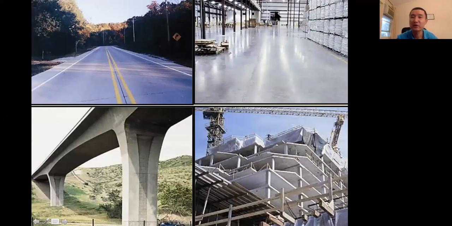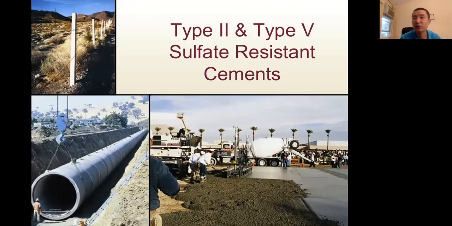So here shows the typical application for type 1 cement. We can use it for almost all types of applications such as Portland cement pavement, slab on grade, reinforced concrete bridge, and reinforced concrete buildings. For type 2 and type 5 cement, this is sulfate resistant cement. When the concrete will be exposed to underground, for example, an underground pipe or a slab on grade, if the soil has a certain amount of sulfate, we may consider using type 2 and type 5 cement.